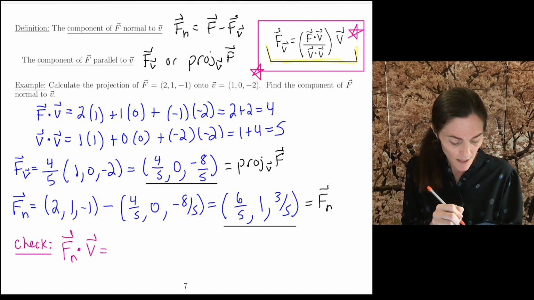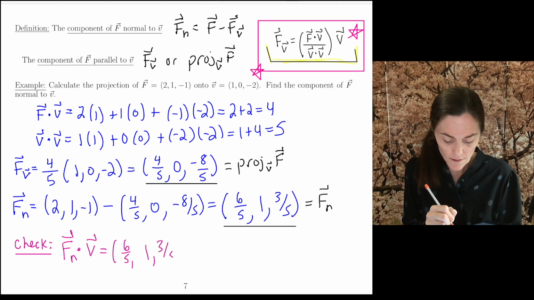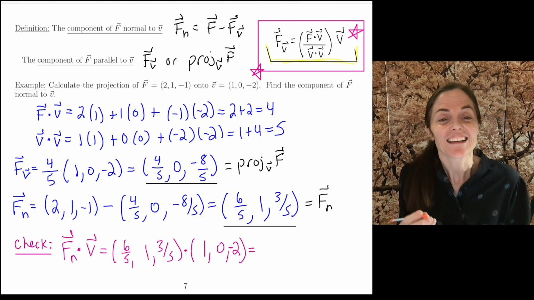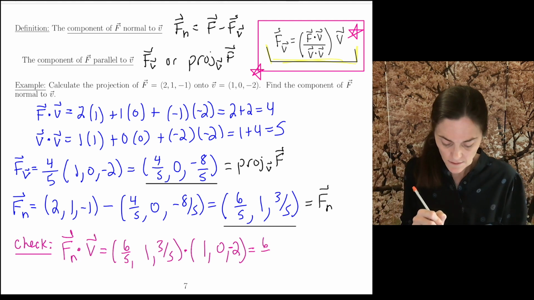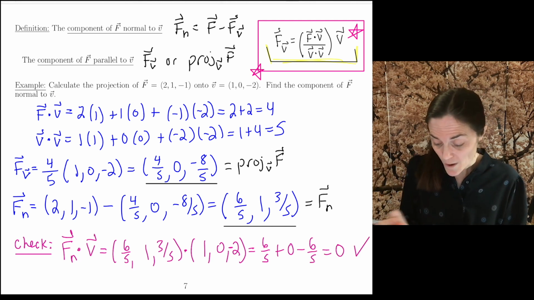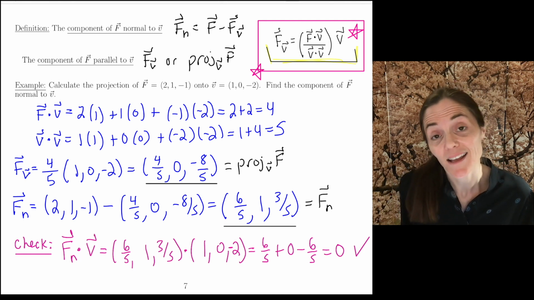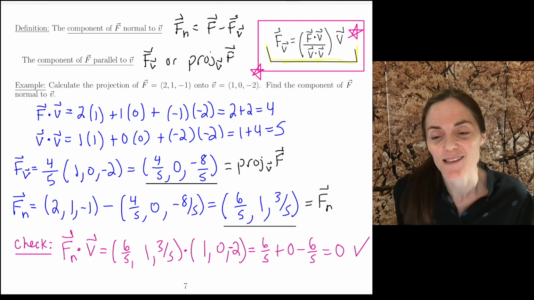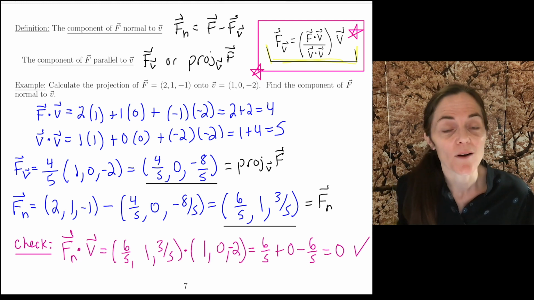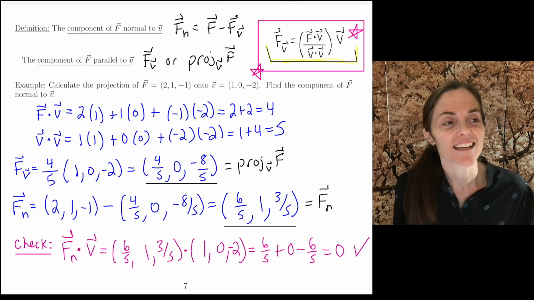So here we go. Here, Fn is 6/5, 1, 3/5, and we take the dot product with V, which is 1, 0, minus 2. Now we get 6/5, plus 0, and then minus 6/5, which is 0. And this is exactly what we wanted here, right? Fn and V are perpendicular, just as we would hope and as we should have. So this is all I have to say about the dot product and orthogonal projection. Thank you.